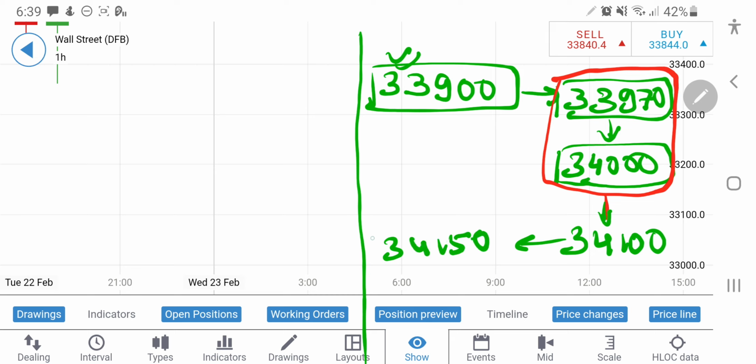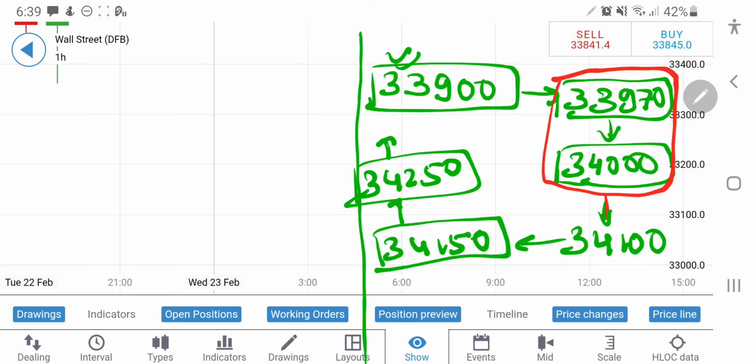So these two numbers are precisely very important for US30. Breaking this, we can expect it to hit 34,250 and 34,300 levels. Beyond this, it will definitely fly high on the upside. I don't expect that it is going to happen today, but these are markets. You have to keep every level in mind.